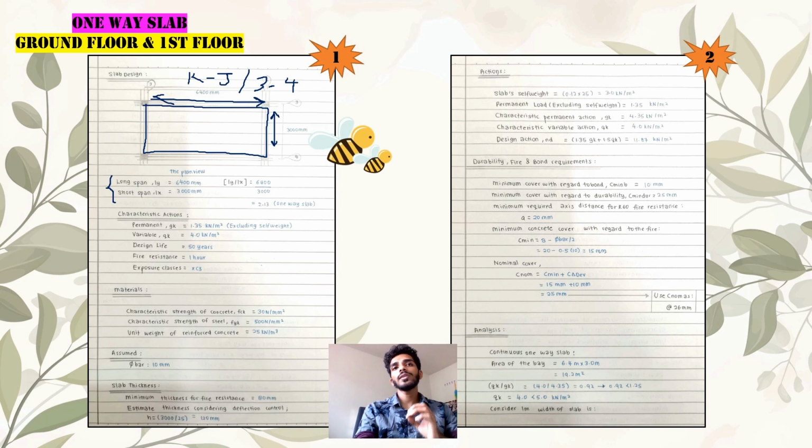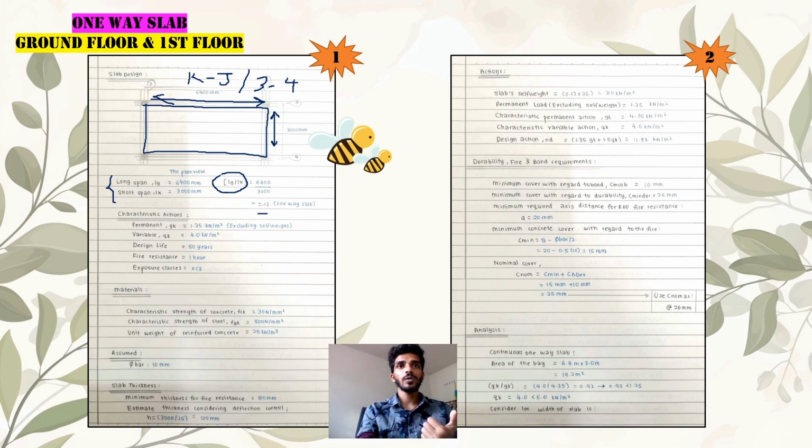Now we are going to determine which case we have by using the specific formula, which is Ly divided by Lx. Our Ly is 6400, divided by our Lx, which is 3000. The answer we got is 2.13, which means it is to be considered a one-way slab. Next, for this specific one-way slab, the characteristic actions, as I said before, have 5 elements. The very first one is the permanent action, also known as Gk, and the variable action, also known as Qk.